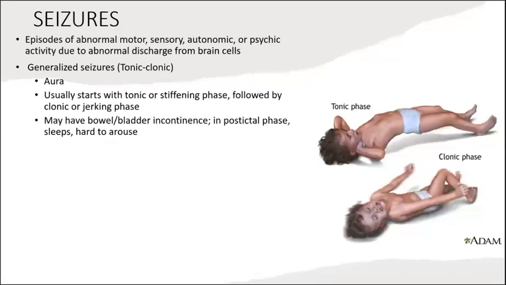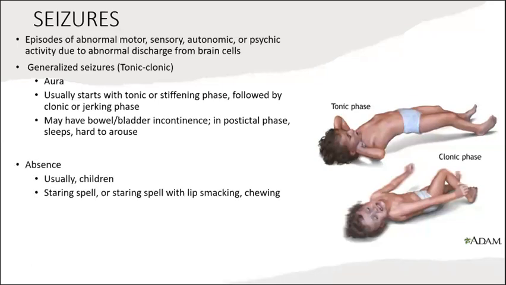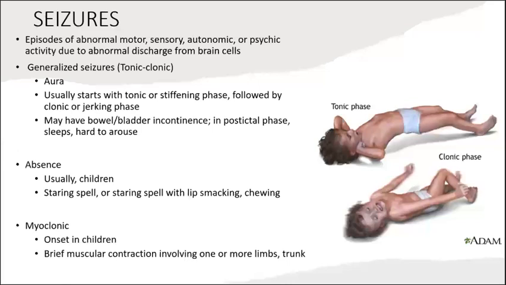We could also have absence seizures. This is usually seen in children. They have this staring spell, or staring spell with lip smacking and chewing. We could also have myoclonic seizures, usually with onset in children, and they have this brief muscular contraction that involves one or more limbs or the trunk.